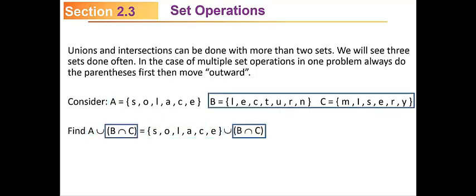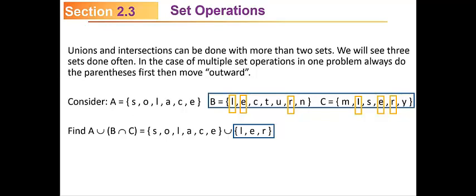And then you might go over and look on the right side of the union symbol and you see that B intersects C. B intersects C means the elements that are in common to B and C. So if you look back up at B and C, you can see that they both have the L in it, they both have the E, and they both have the R, and that's it. So the intersection of B and C is the set containing L, E, R.